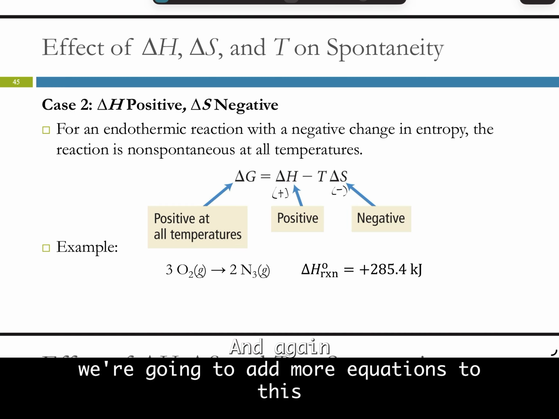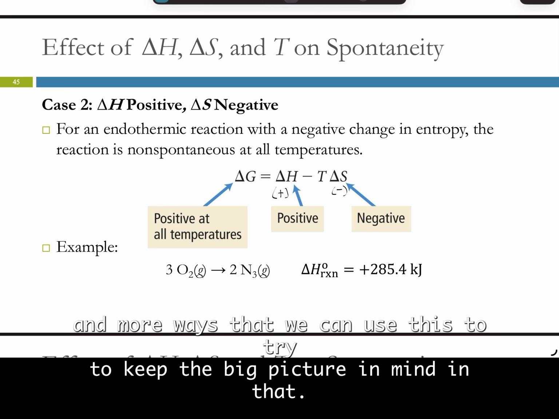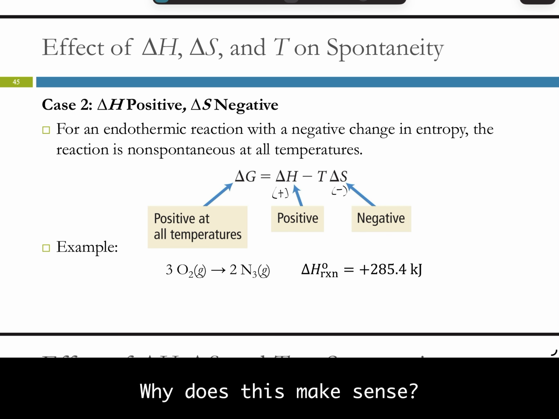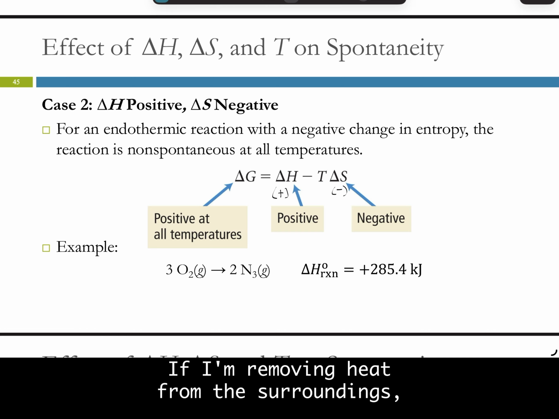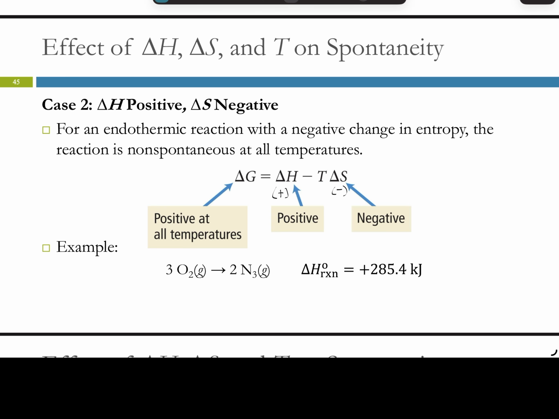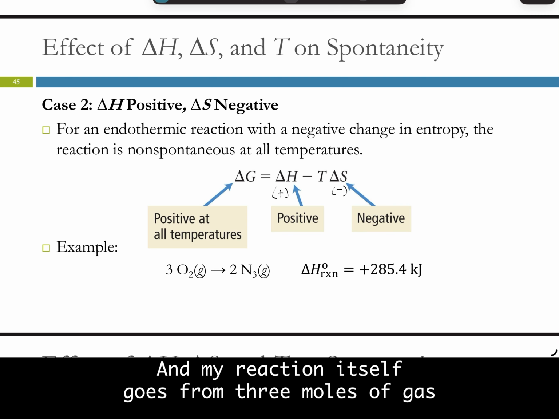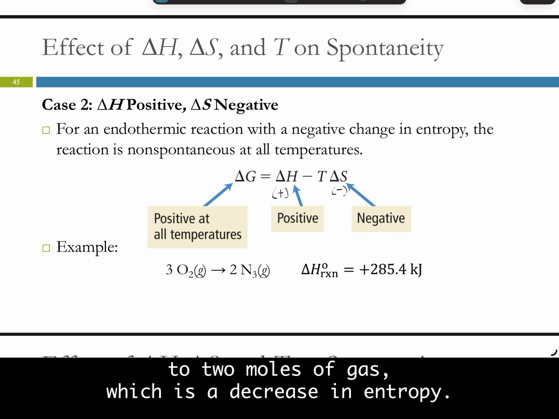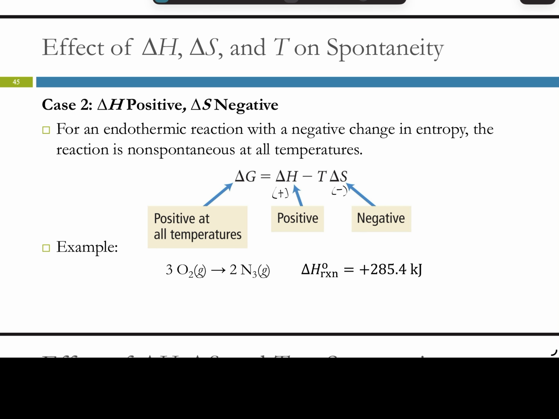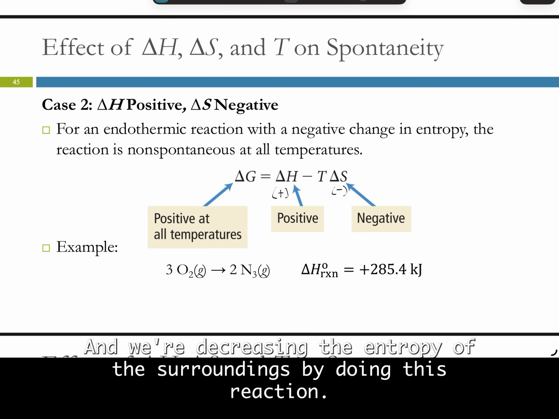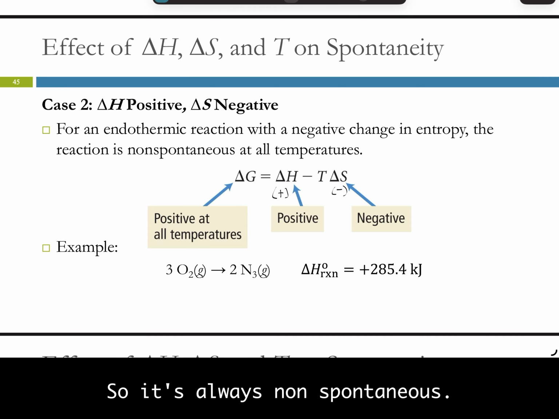And again, we're going to add more equations to this and more ways that we can use this. So try to keep the big picture in mind: why does this make sense? If I'm removing heat from the surroundings, that's decreasing the entropy of the surroundings. So that's a negative entropy. And my reaction itself goes from 3 moles of gas to 2 moles of gas, which is a decrease in entropy. So we're decreasing the entropy of our system, and we're decreasing the entropy of the surroundings by doing this reaction. So it's always non-spontaneous, at least so far as we've talked about now.